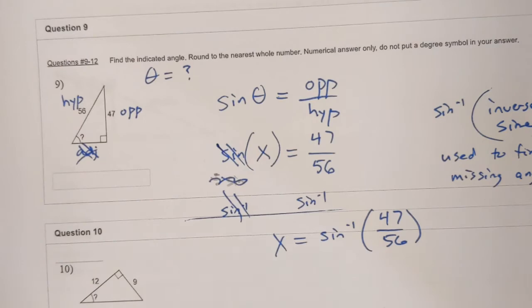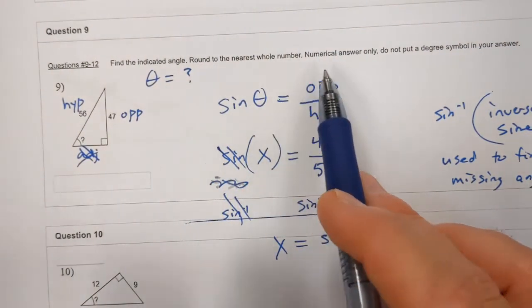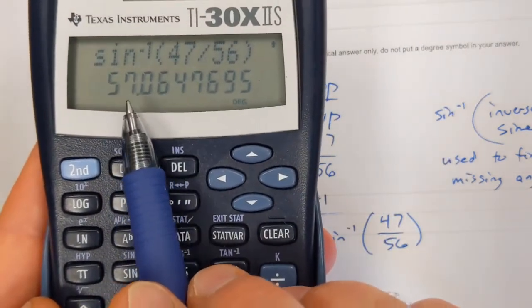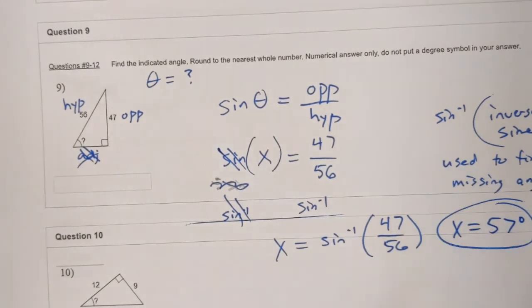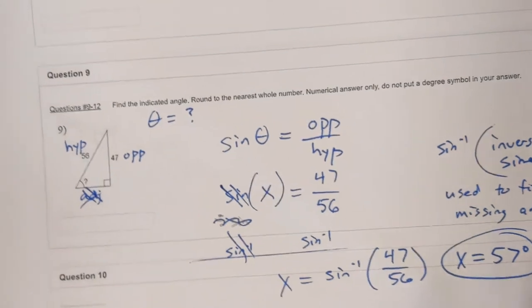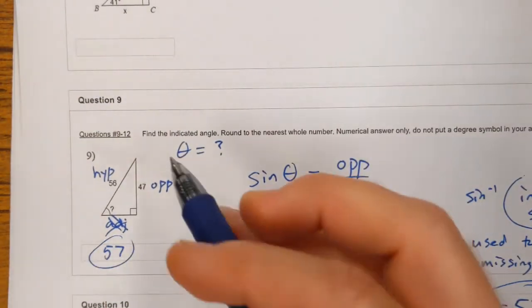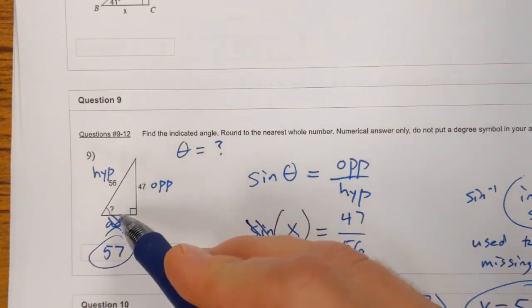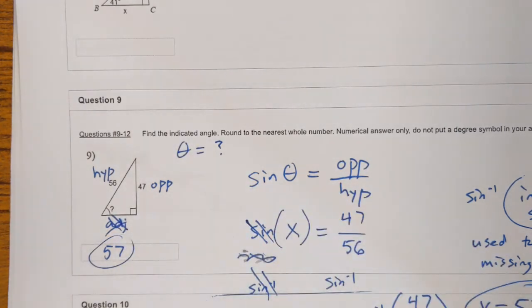The angle is 57.064 degrees. Now, read the directions carefully, this says round to the nearest whole number. So we're going to say just 57. X equals 57 degrees. It says numerical answer only, do not put a degree symbol in your answer. So technically the answer is 57 degrees, but in Canvas we're just going to type that as a 57. If this is a 56 and this is a 47, this featured angle theta is going to be 57 degrees.